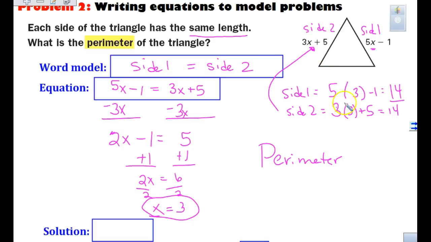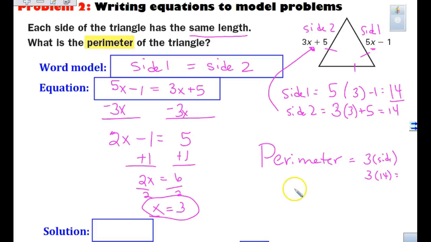All sides are the same, right? This is 14, this is 14, this is 14. What's one thing I could do? Anyone remember for perimeter, Sophie? I could multiply. So for perimeter, because all 3 sides are the same, I can take 3 times the side length, which in this case would be 3 times 14, right?